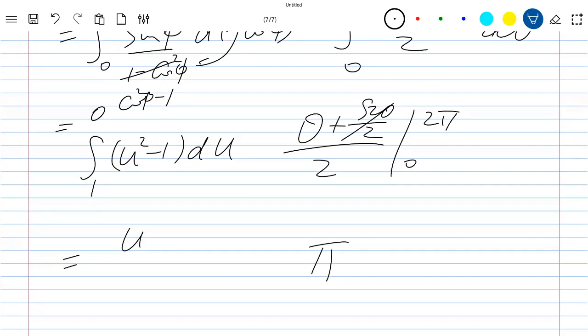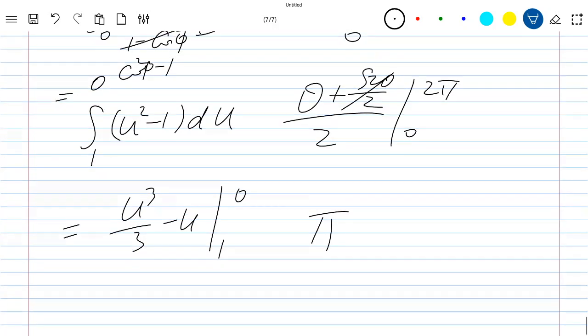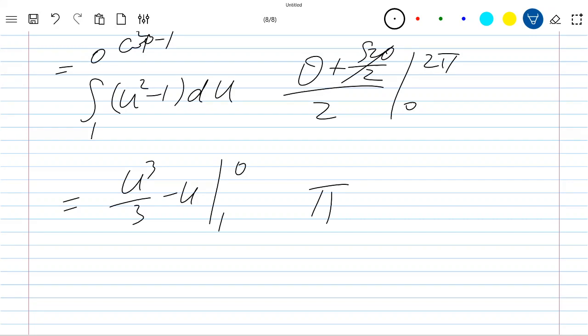And how about this? This is u cubed over 3 minus u from 0 to 1. And 0 gives you nothing, 1 gives you 1/3 minus 1, which is negative 2/3, and then it becomes 2/3 times pi. Okay, almost done.